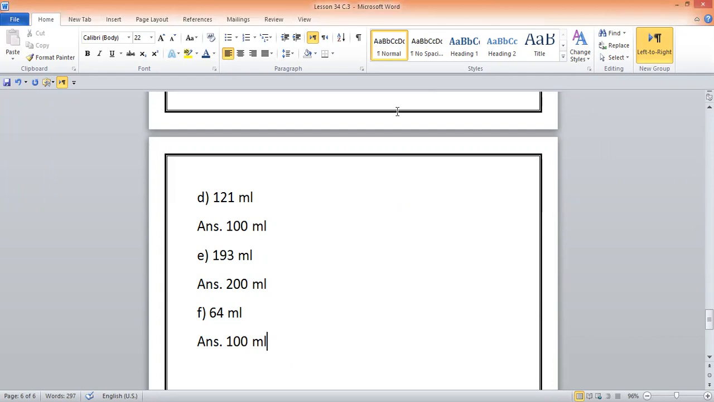Yes, guys. 64 milliliter. The answer is 100 milliliter. Why? Because 6 is greater than 5. So for greater than 5, you will add 1 and it will become 100 ml.